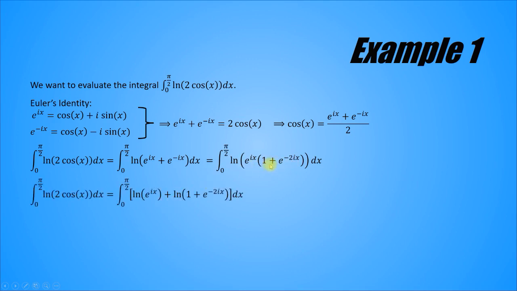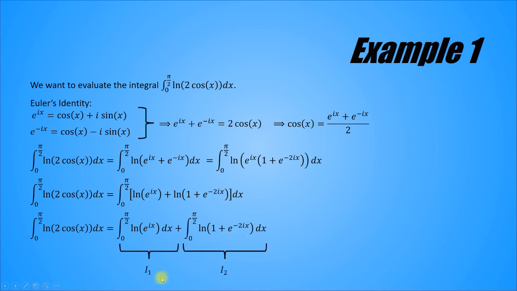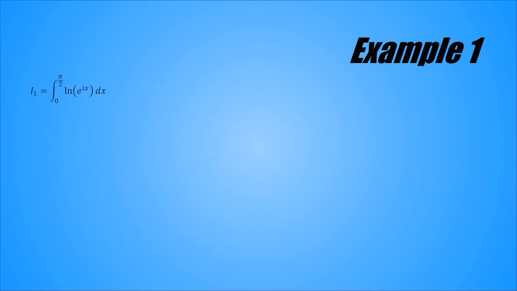So here, I've written the log of the product as the sum of the logs of the factors. And here, I split this single integral up into two integrals. I'll call them I1 and I2, and I'll work them out separately. So here's I1, and this one's a piece of cake. The natural log of e to the ix is just ix.